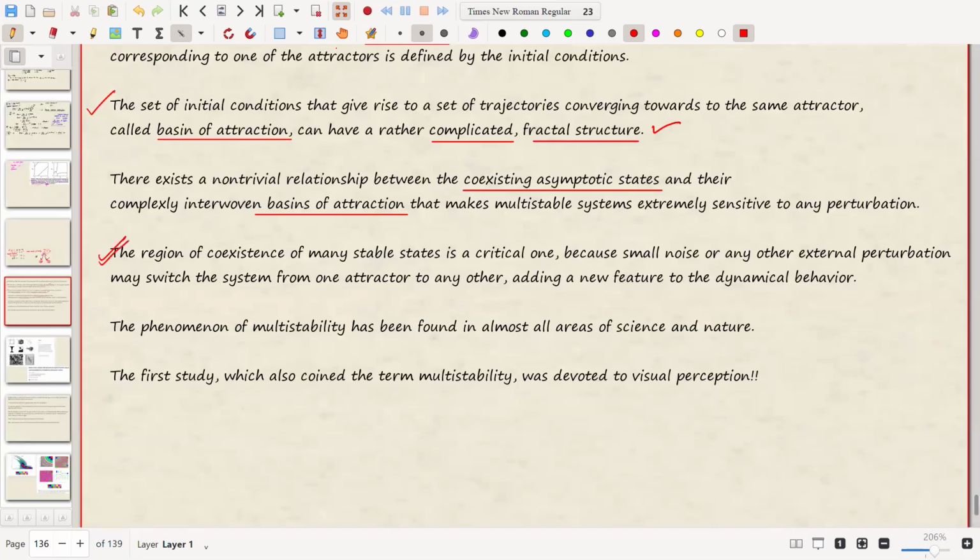So the region of coexistence of many stable states is critical. A small noise or any other external perturbation may switch the system from one attractor to another. I hope that is also clear to you. Just think about the Z cube minus 1 fractal structure. I told you, just a tiny perturbation of a decimal point can shift your attractor from red to blue.